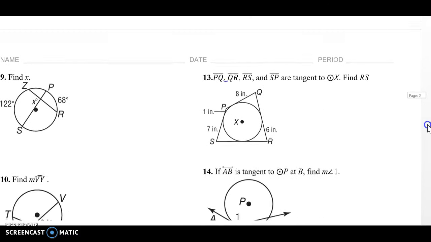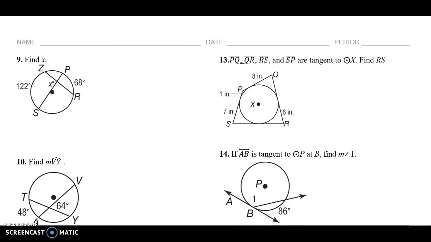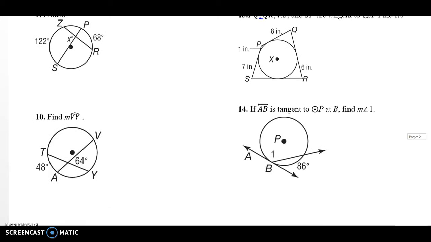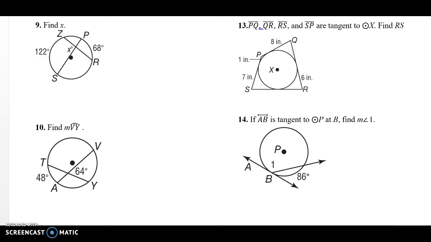Alright, moving on to page 2. Okay, we're right here on number 9. Alright, and then number 9 says find X. Okay, and we see that X is one of those interior angles, one of those angles inside of the circle. Okay, with the vertex inside the circle.